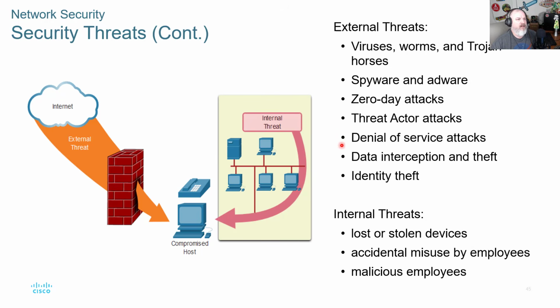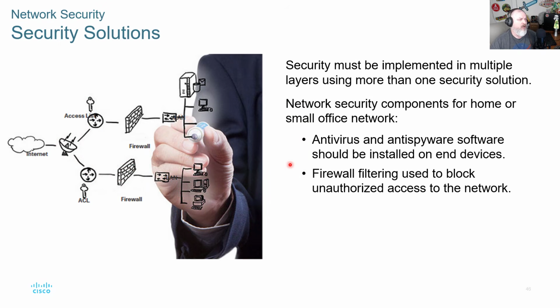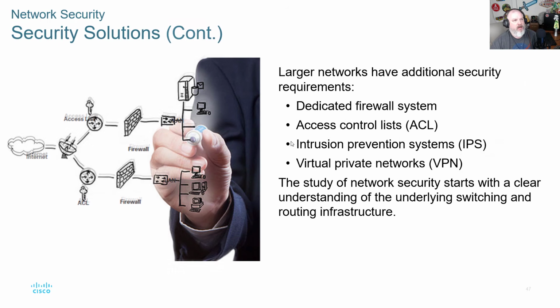You can have everything from denial of service attacks, where they send so much traffic to your web servers or your network that you can't get anything through, to zero-day attacks, spyware, adware, viruses, identity theft, lost or stolen devices, accidental misuse by employees, or malicious employees. You can have employees that do bad things on purpose. So for some of those security solutions, they might implement multiple layers: physical layers, cameras, door locks, antivirus software, firewalls in place, things like that. Larger networks are going to have dedicated firewalls, access control lists, intrusion prevention systems, or IPS, and virtual private networks.